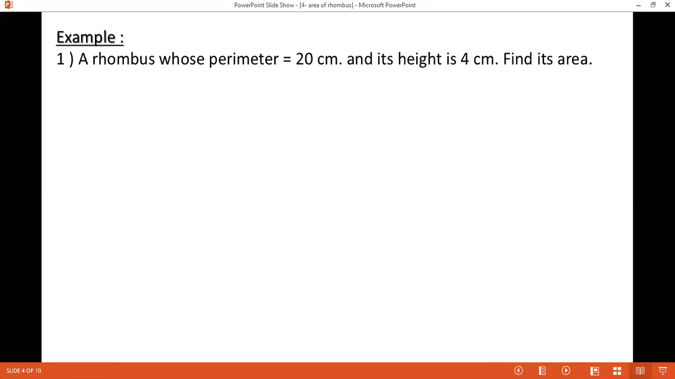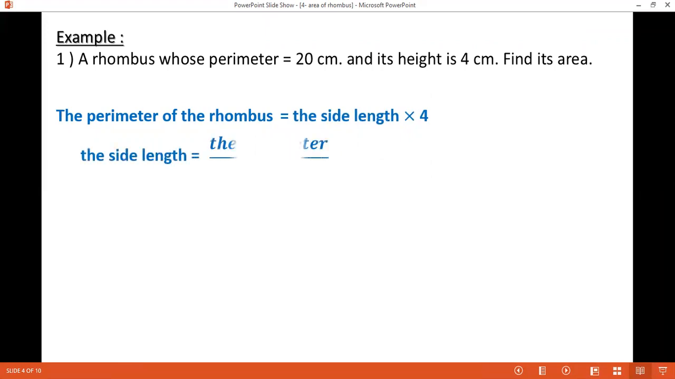A rhombus whose perimeter is 20. So this rhombus has how many sides? Four sides. So its perimeter equals what? The sum of those four sides. The perimeter is 20, so I'm going to divide the 20 by 4, and then I will use the rule. The perimeter of the rhombus equals side by 4, so I divide the perimeter over 4. 20 divided by 4, the answer will be 5 centimeters.